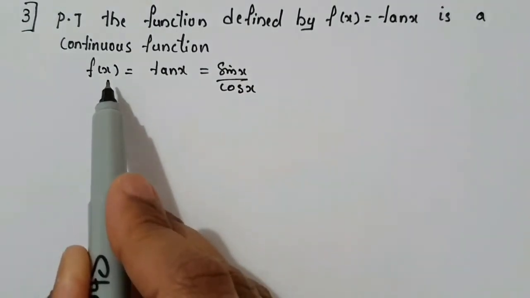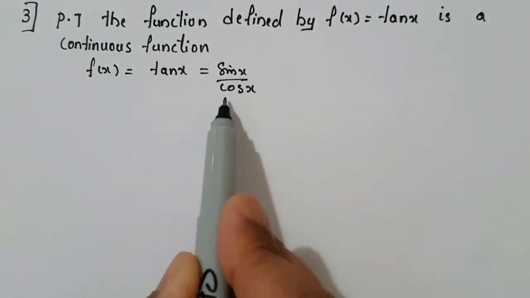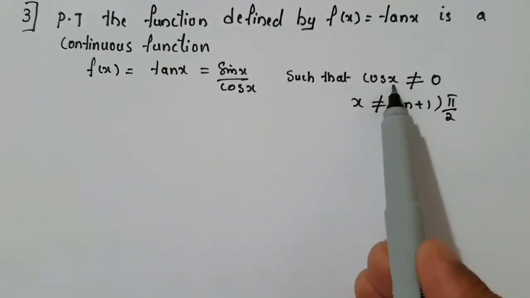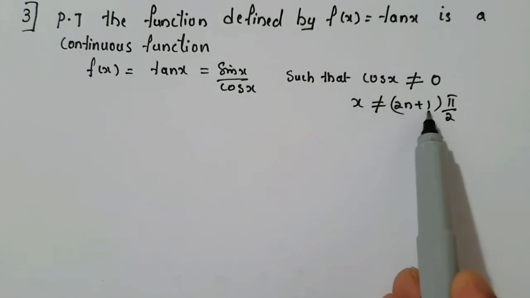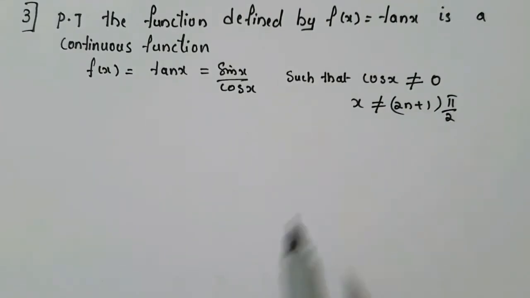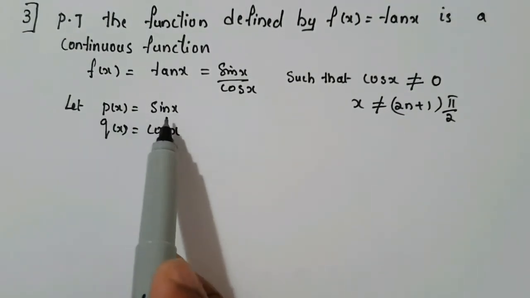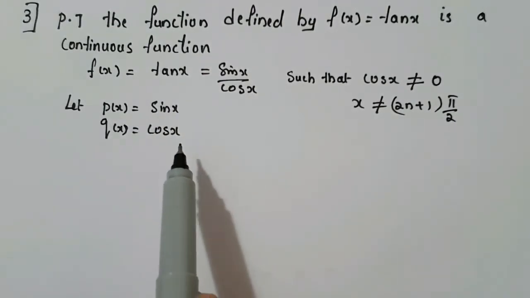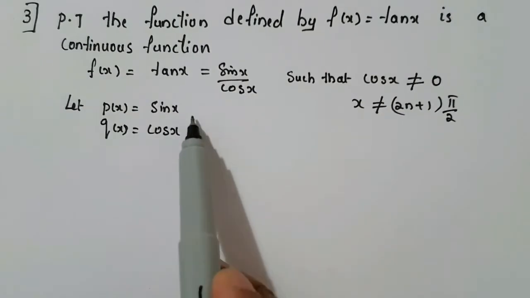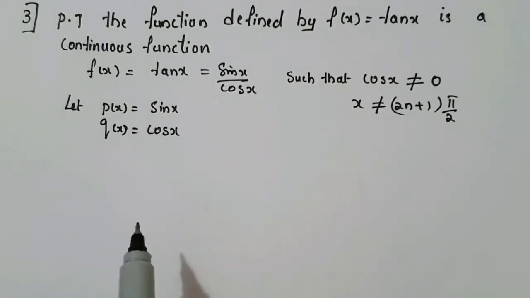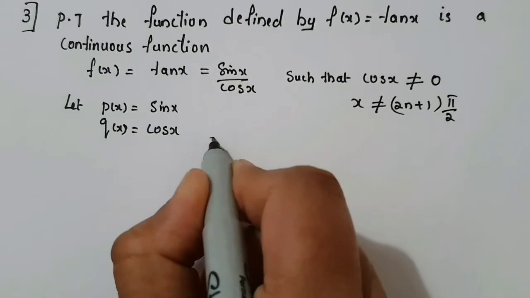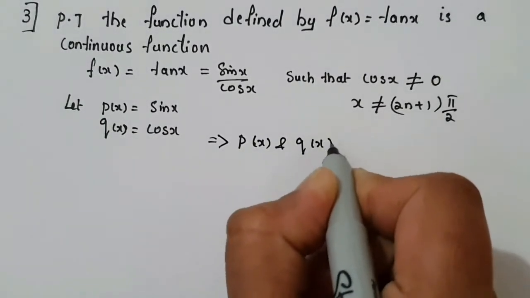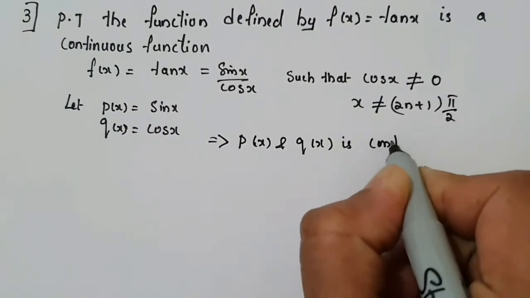Here, the function f of x is defined for all real numbers except where cos x is equal to 0, which means that x should not be equal to (2n plus 1) times pi by 2. Let P of x be equal to sin x and Q of x be equal to cos x. We have proved that sin x and cos x both are continuous functions for all real numbers. So this implies that P of x and Q of x are continuous functions.